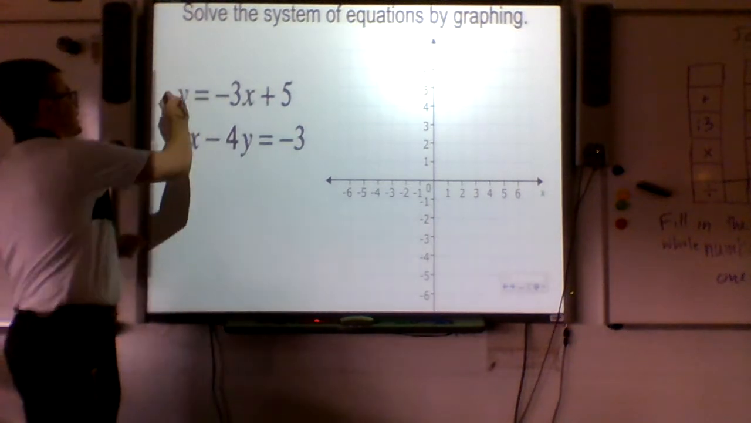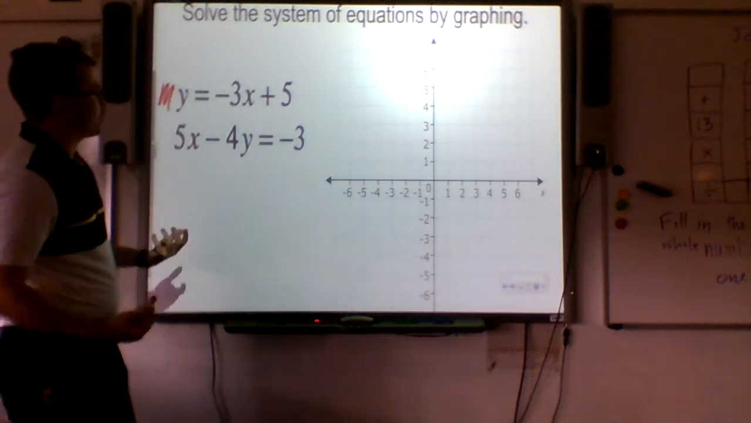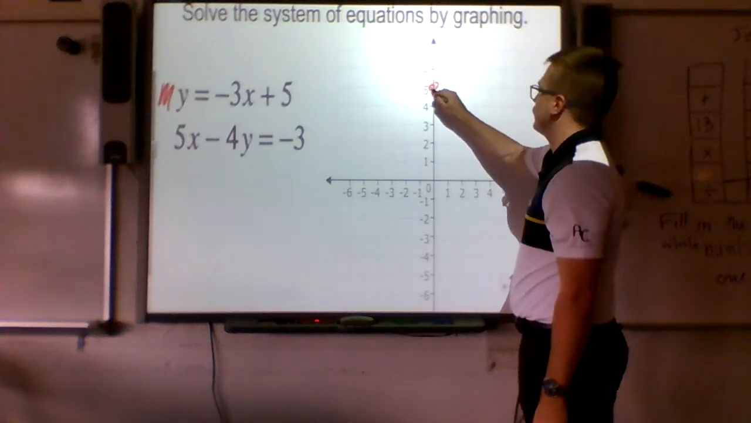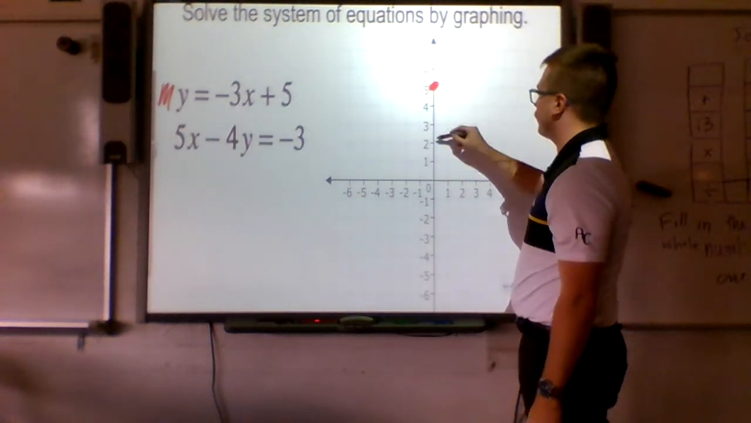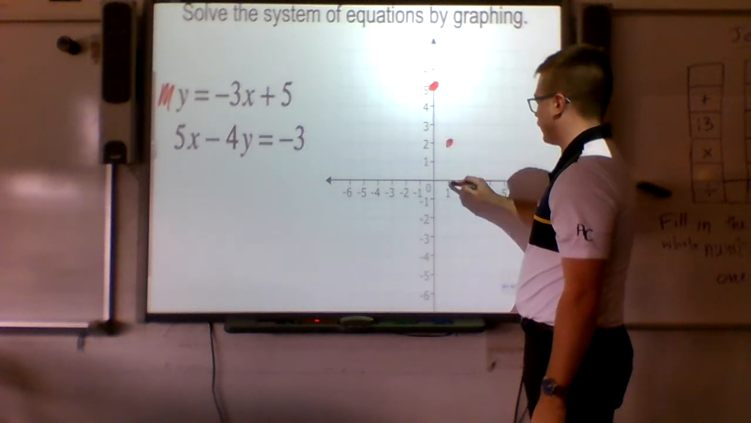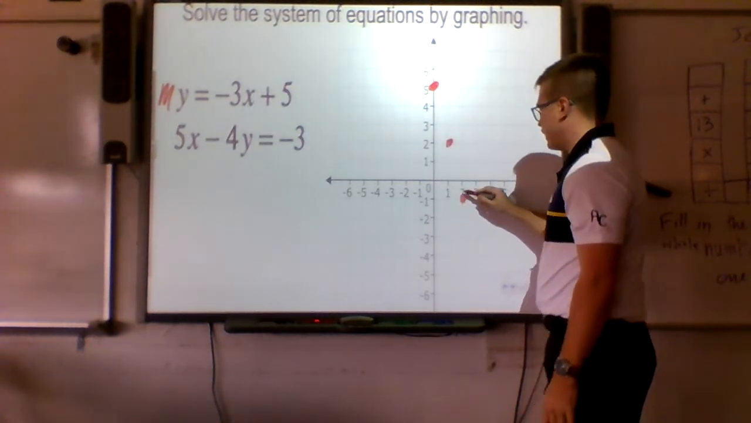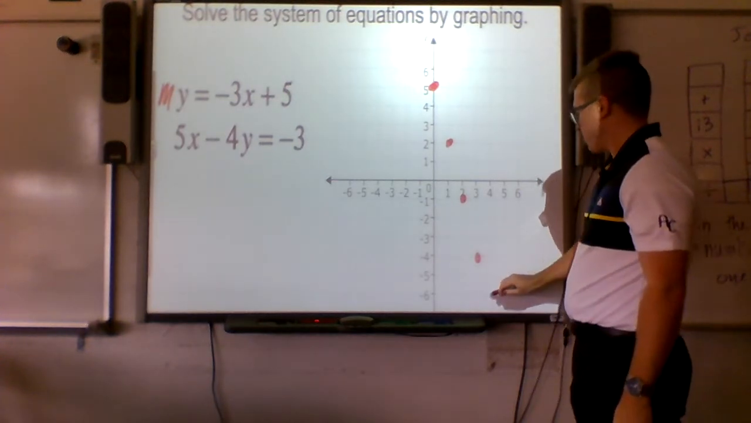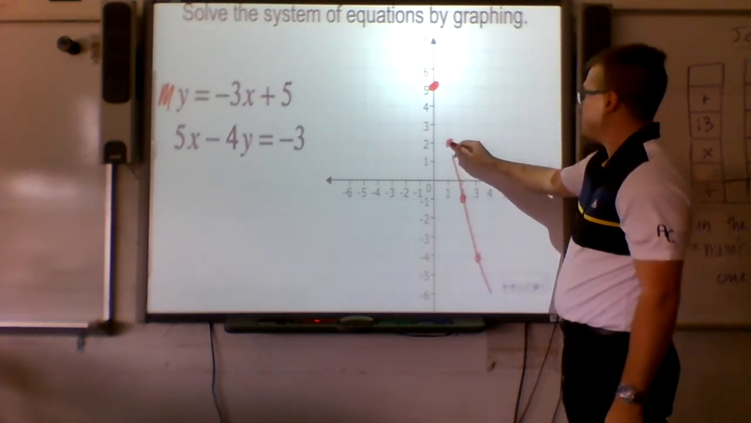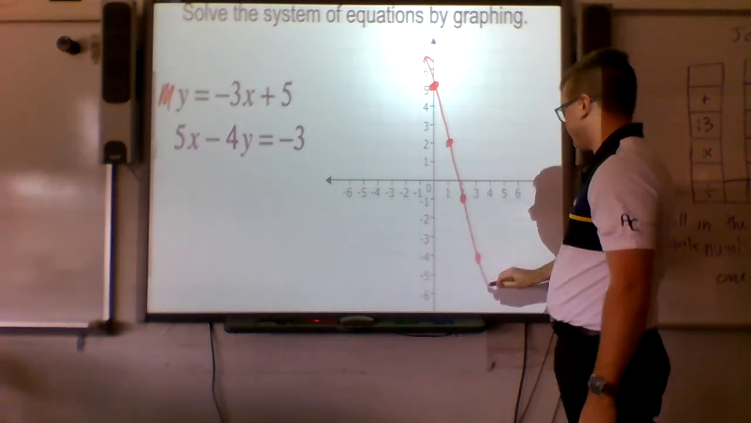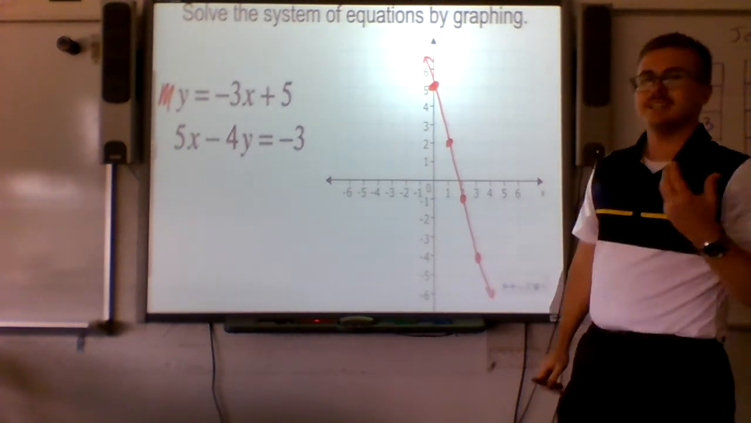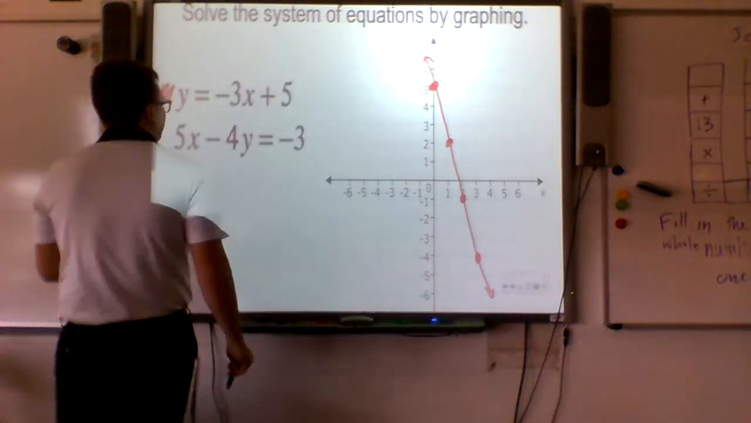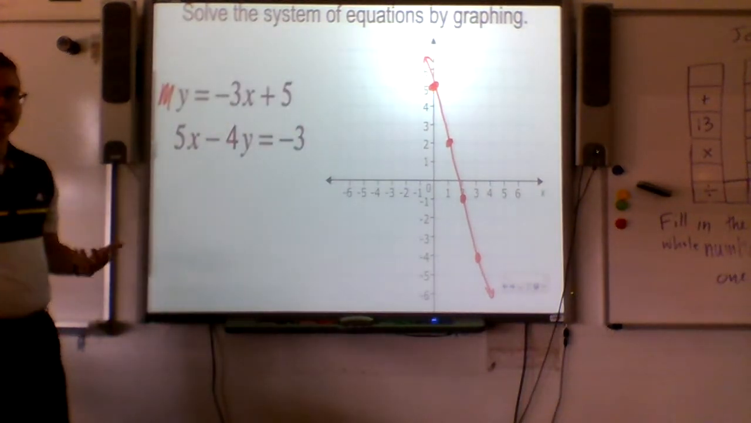First one's really easy because it's already in slope-intercept, so I'm going to go ahead and graph it. Start up at 5, go down 3, right 1, down 3, right 1, down 3, right 1, and then draw in my line as best as I can. Second one's not so easy because it's not in slope-intercept form, but we can get it there.